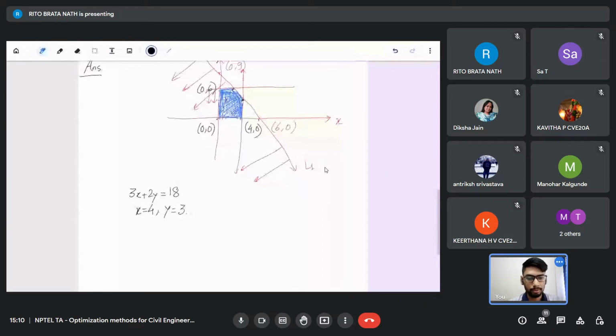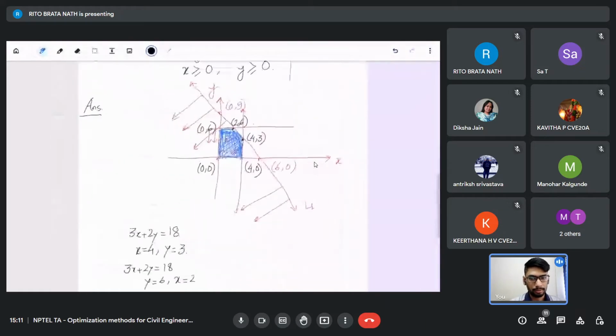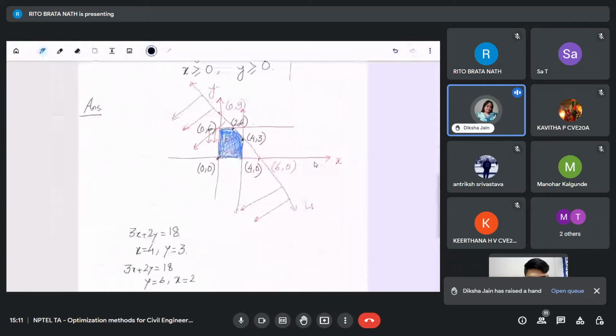So now you have to maximize this function, which is 3x plus 5y. So now can anyone tell me where this maximum should occur out of these five corner points that you have in your feasible region? Yeah, Diksha has raised her hand.